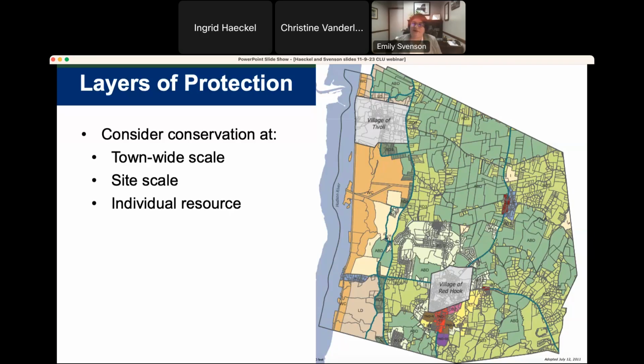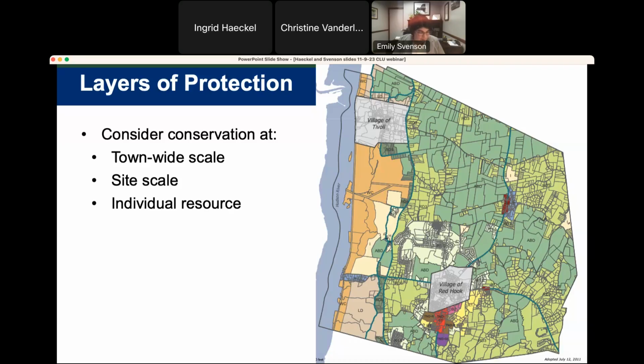So if you're a planning board member, for instance, what are some things that you can do? You can use the local laws that are available in your community. And if you feel that the local laws you have are not adequate, then you can advocate for your town board, village board, or city council to adopt stronger local laws. You can also use SEQR on individual sites to look at the resources and how any impacts to them can be mitigated.